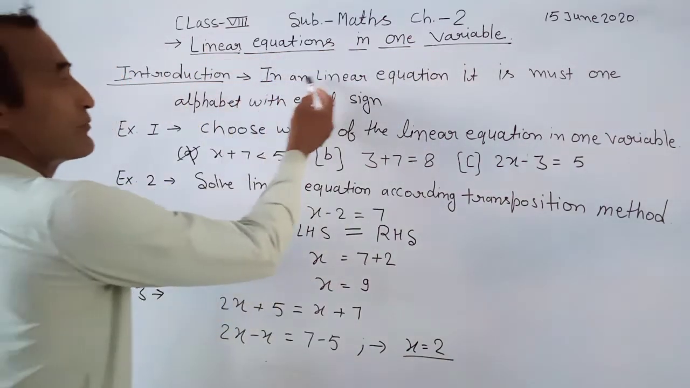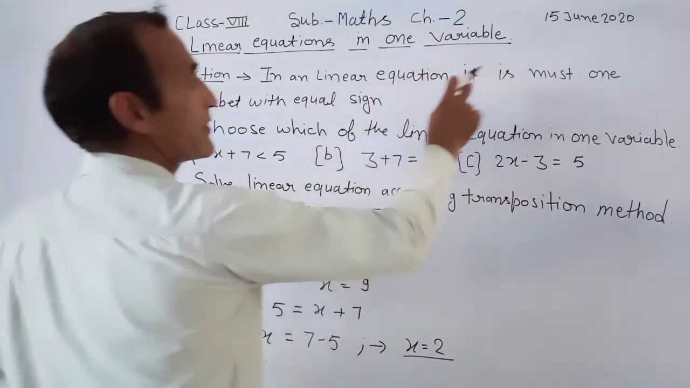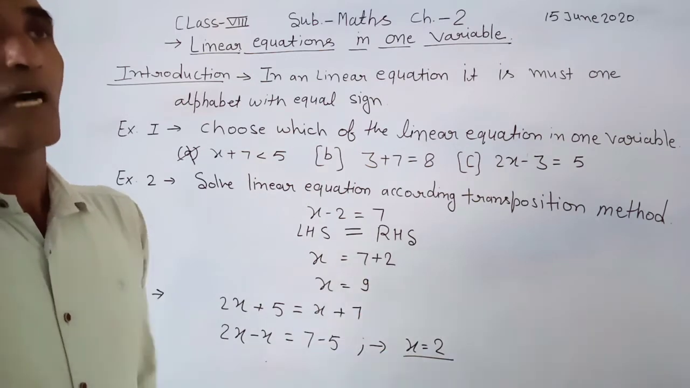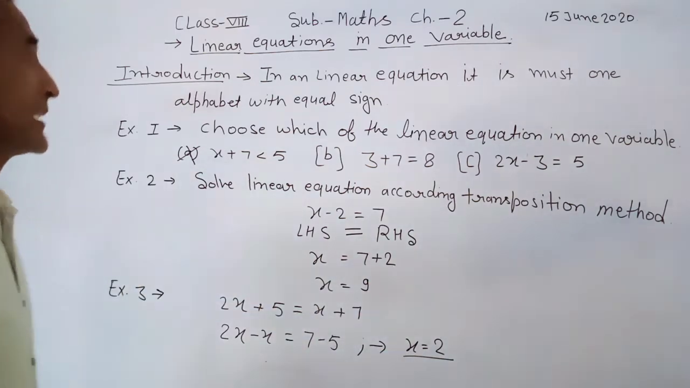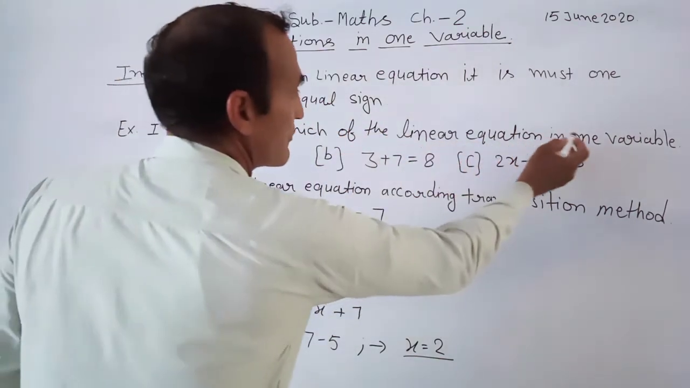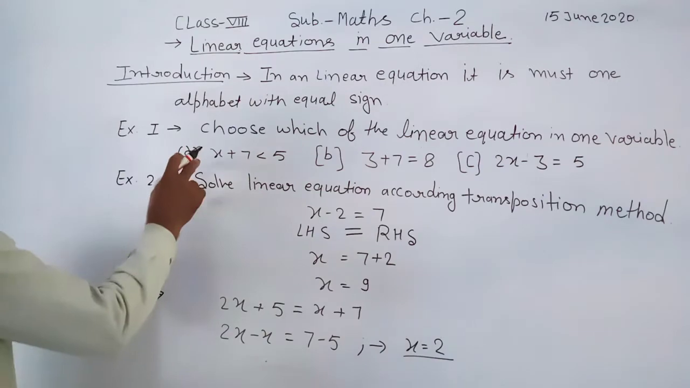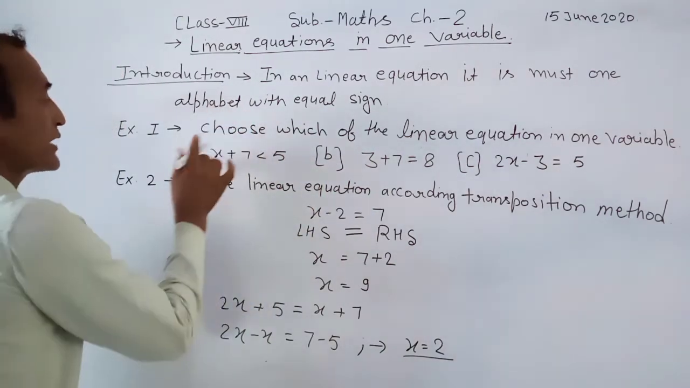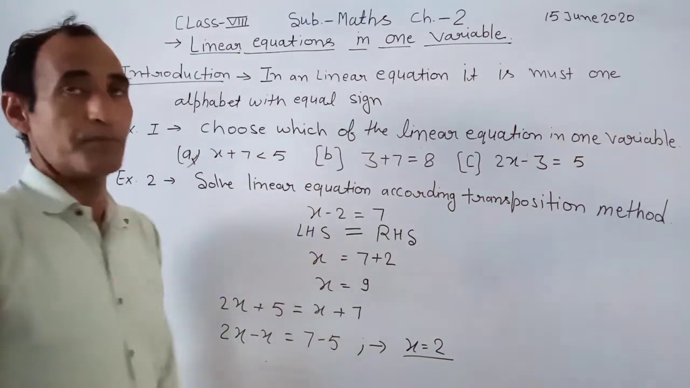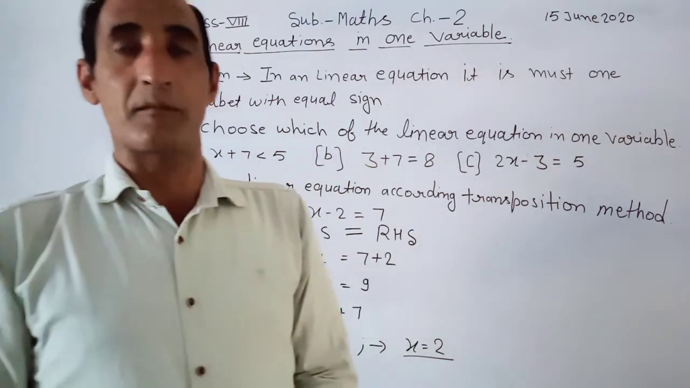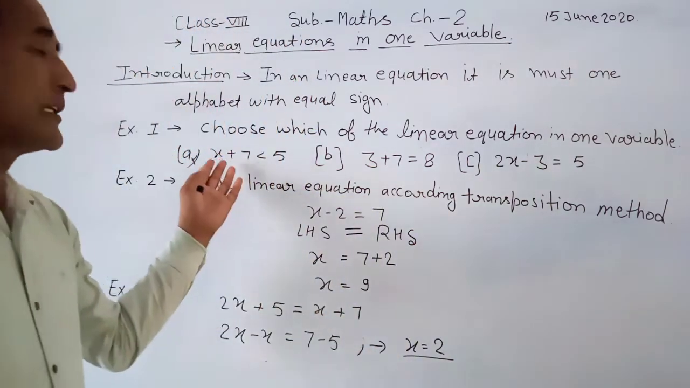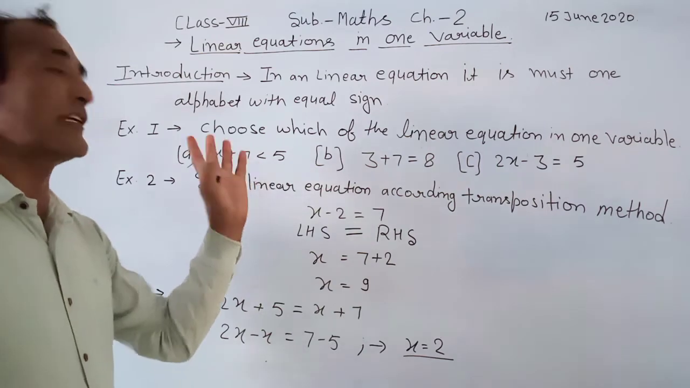In a one variable equation, it must have one alphabet with an equal sign. I explain according to the example first. Choose which is a linear equation in one variable. Here are 3 options. First, x plus 7 is smaller than 5. Is it a linear equation? No, it is not a linear equation because it has one alphabet but no equal sign.